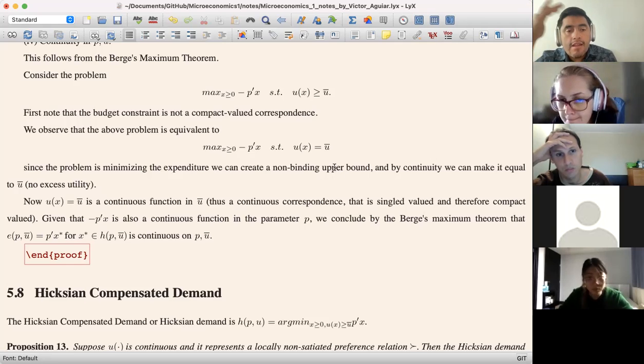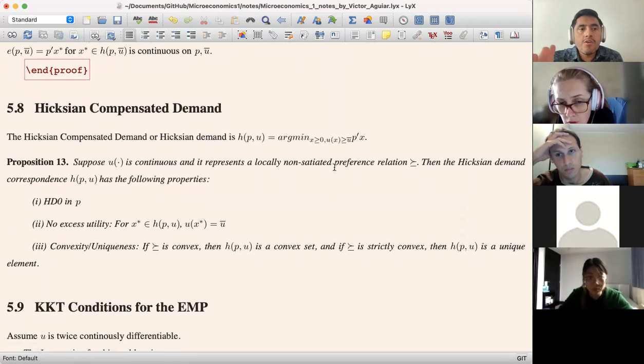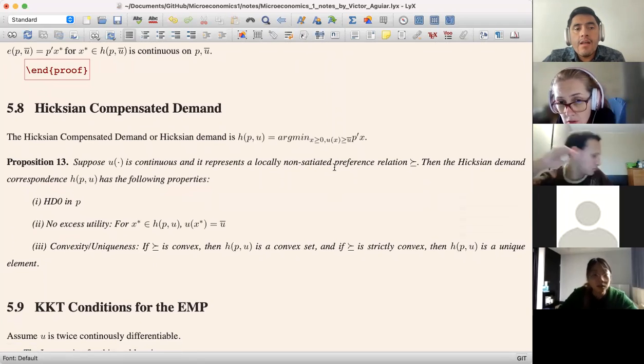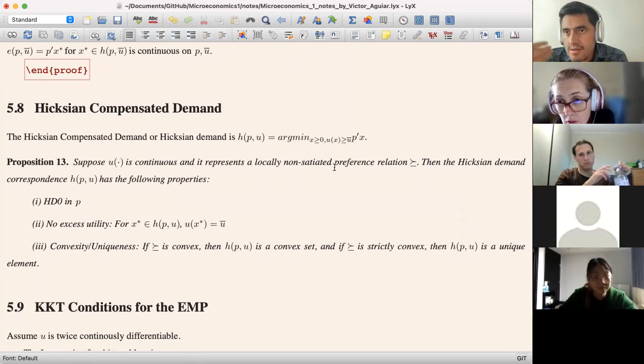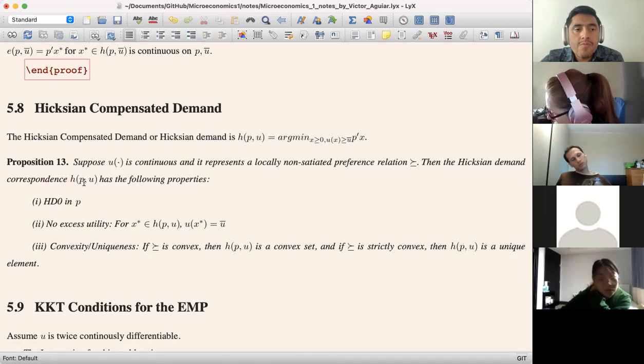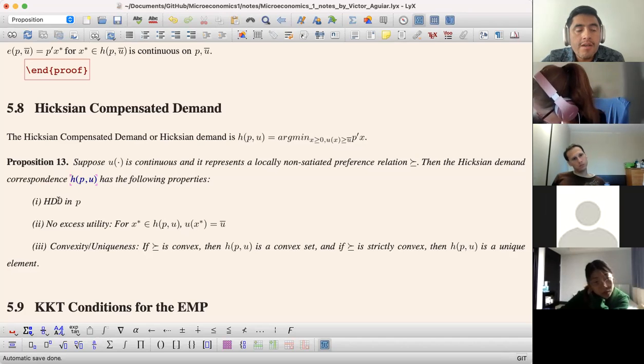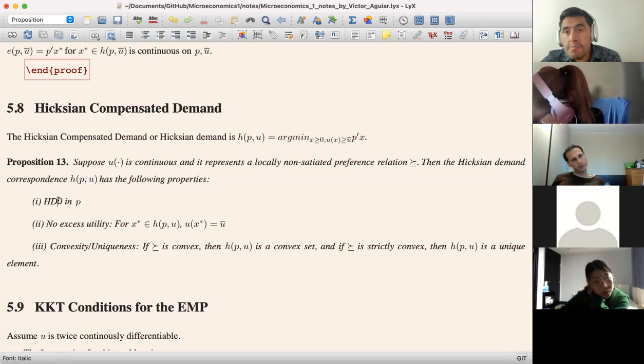Okay. Now, these are technical properties. We're done with that, and now let's move on to the Hicksian compensated demand. Remember that the Hicksian demand was the solution to the expenditure minimization problem. Suppose that U is continuous and it represents a locally non-satiated preference. Then the Hicksian demand correspondence h(p,u) has the following properties. It is homogeneous of degree 0 in P.